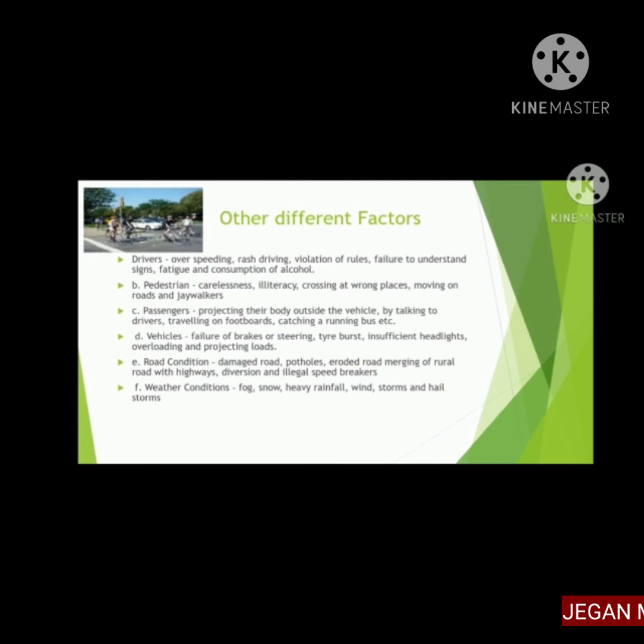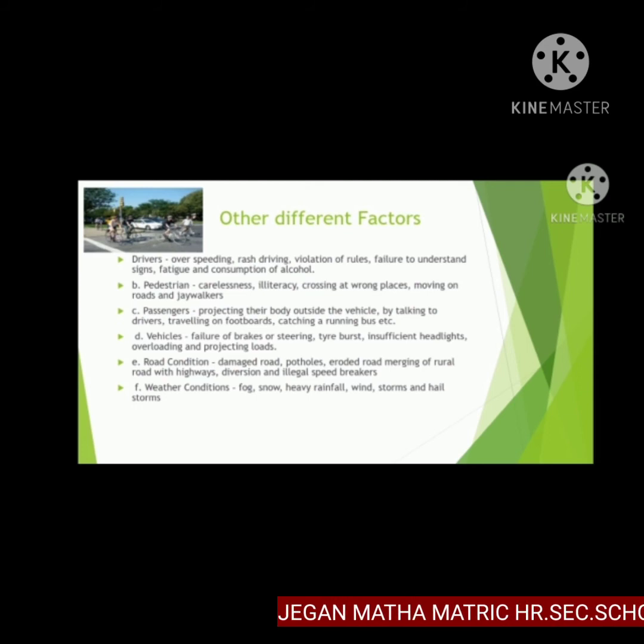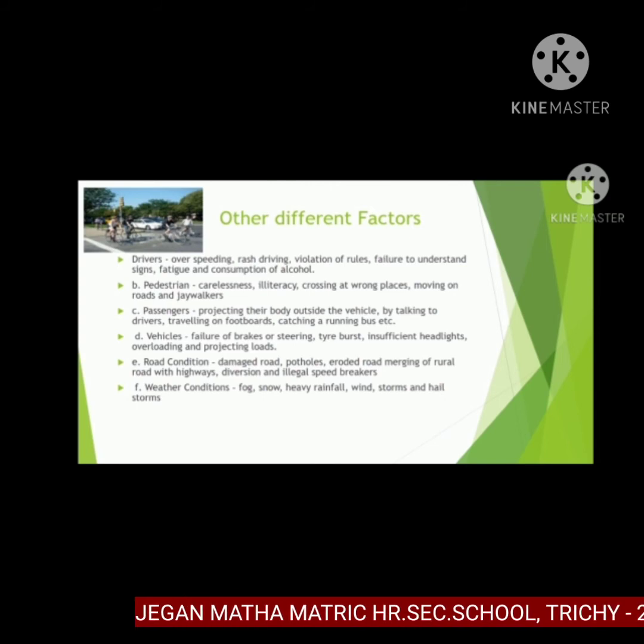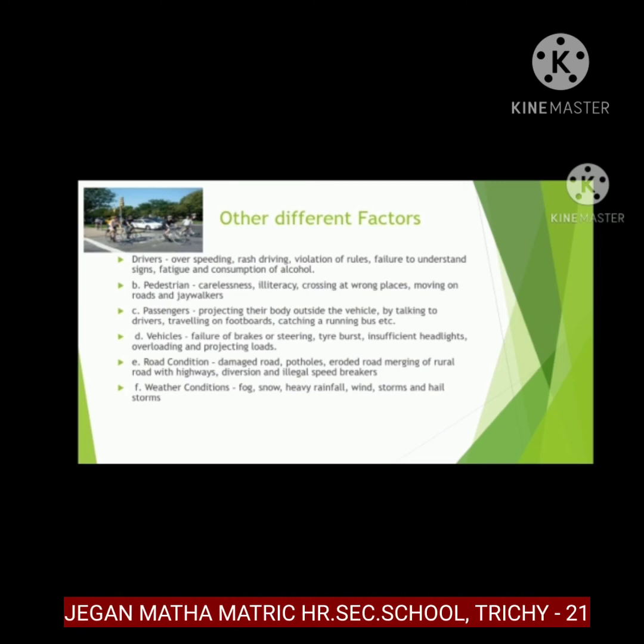Other different factors. First one is drivers: overspeeding, rash driving, violation of rules, failure to understand signs, fatigue and consumption of alcohol. Second one is pedestrians: carelessness, illiteracy, crossing at wrong places, moving on roads and jaywalking. Third one is passengers: projecting their body outside the vehicle, talking to drivers, traveling on footboards, catching a running bus, etc. Next one is vehicles: failure of brakes and steering, tire burst, insufficient headlights, overloading and projecting loads.